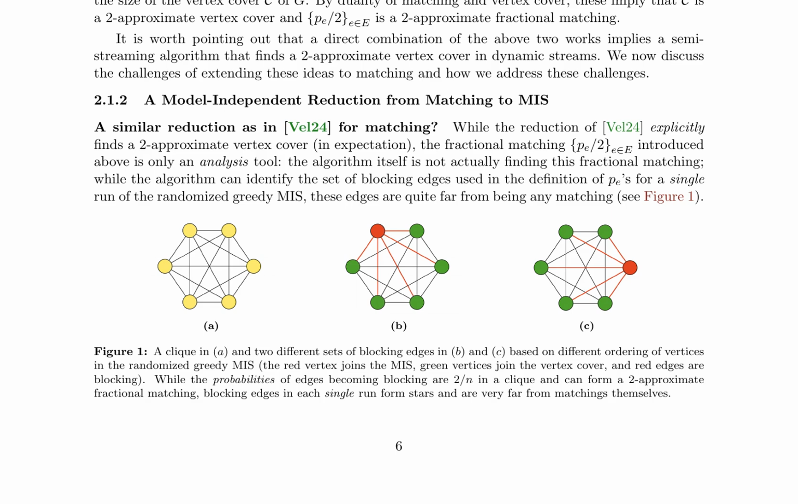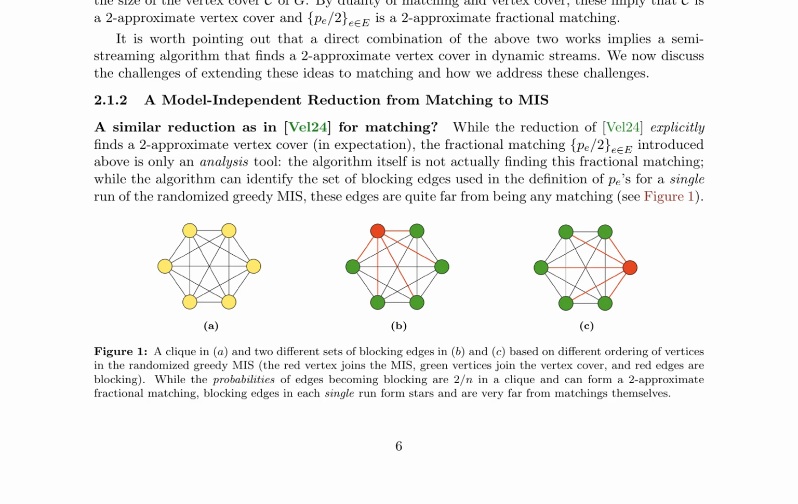The authors also discuss the challenges of extending these ideas to the matching problem and highlight the limitations of a direct combination of previous works. They introduce a model-independent reduction from matching to MIS, which is similar to a previous reduction but uses a different approach. The reduction is based on the concept of blocking edges, which are used to define a fractional matching that is only an analysis tool.